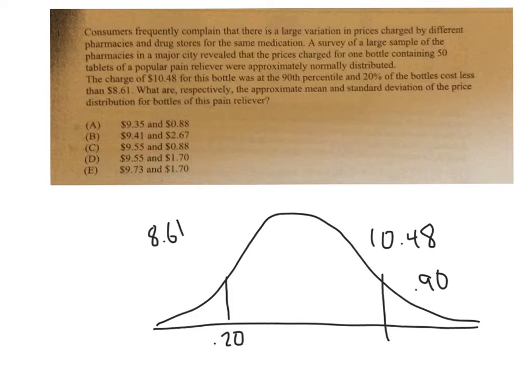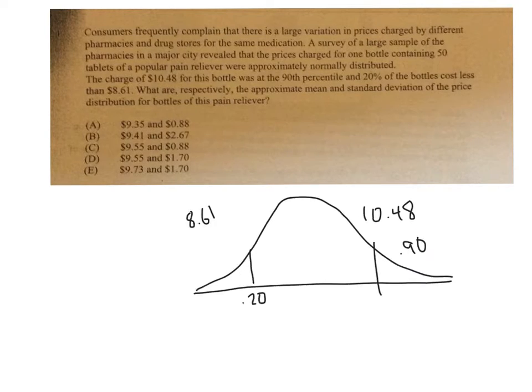Okay, so you have this bottle of medication, right? Now, if it was sold for $10.48, it had the 90th percentile, meaning only 10% of the stores charge more than that. And if it's at $8.61, it's on the lower end, only 20% of the stores charge less. Now we're trying to figure out the average price of this medication. Now, let's take a look at how we would do this.